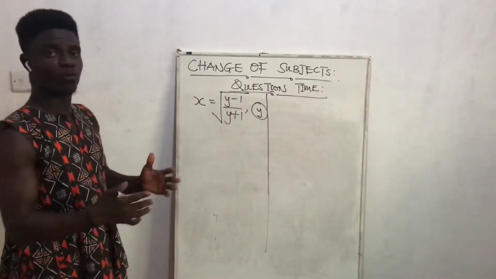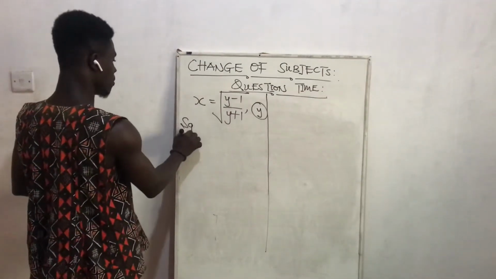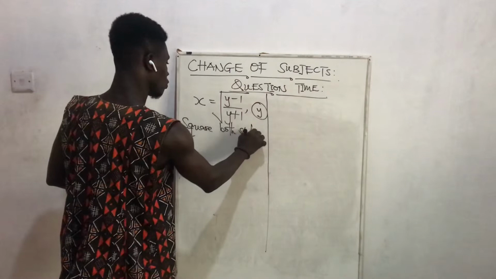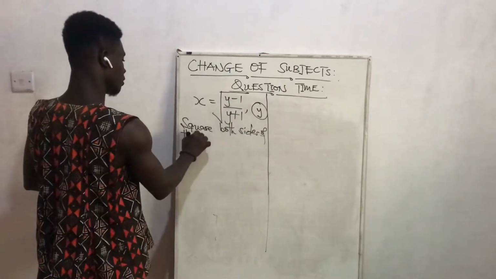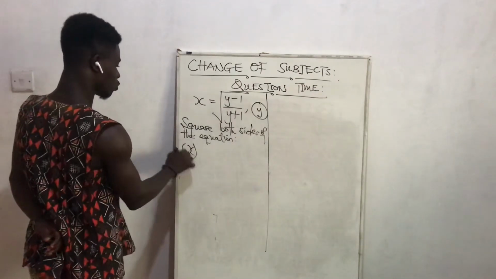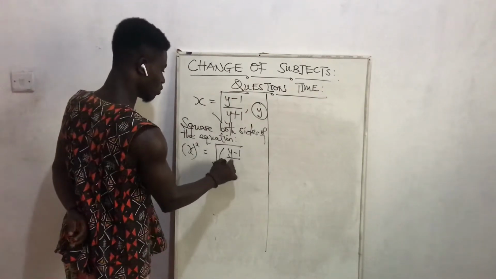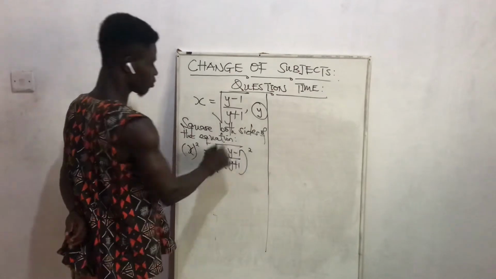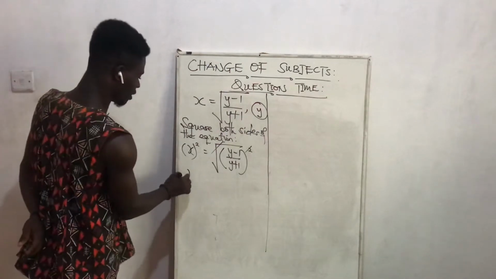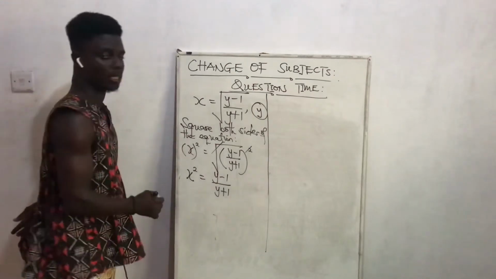You have to get rid of the square root by squaring both sides of the equation. So square both sides of the equation to remove the square root. So I have x all squared equals the square root of y minus 1 all over y plus 1, all squared. Now this takes off the square root, so I have x squared equals y minus 1 all over y plus 1.